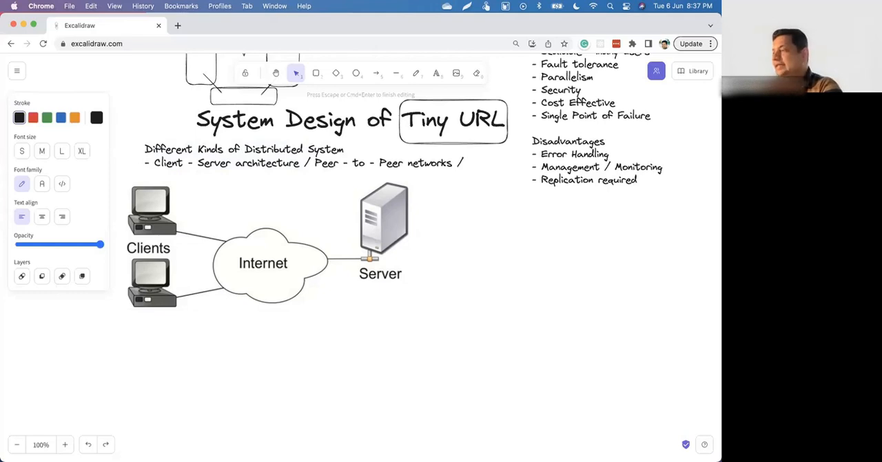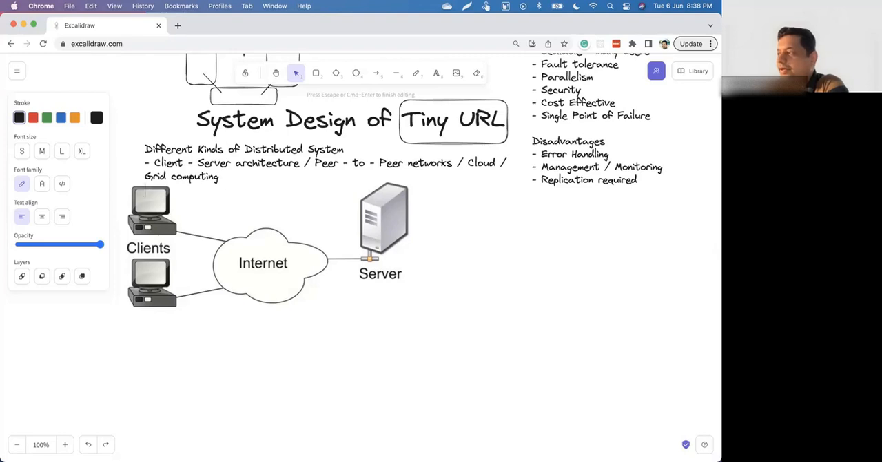Then there is something called cloud, right? These are also distributed systems. For example, AWS, Google Cloud, whatever cloud applications you are using, these are also distributed systems. And then there is something called grid computing, which is also a distributed system. Grid computing can be thought of as something similar to cryptocurrency or Bitcoin, when some processing is happening in multiple systems. So these are different kinds of distributed systems.